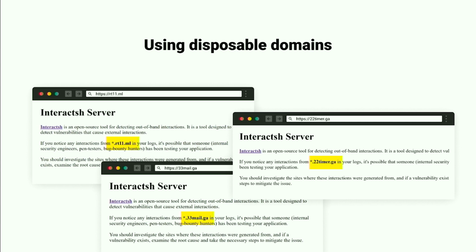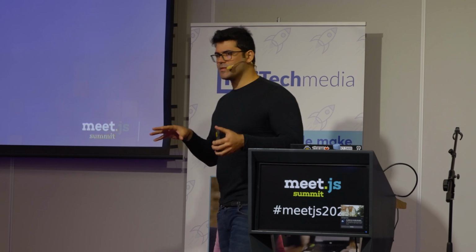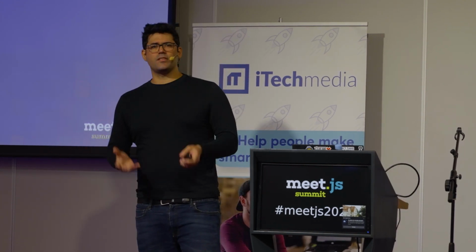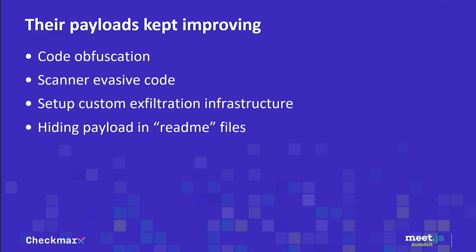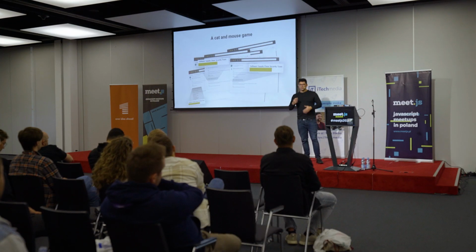They kept improving and kept hiding, so they registered all kinds of temporary domains. And we saw their payloads kept improving. They started very simple, plain text, and then they started to add obfuscation, all kinds of ways to evade security scanners, even our security scanners, and set up their custom infrastructure. Whenever my threat hunter team finds a malicious package, generally speaking, we report it to the security teams, either NPM, PyPI, etc. So it was a cat and mouse game.